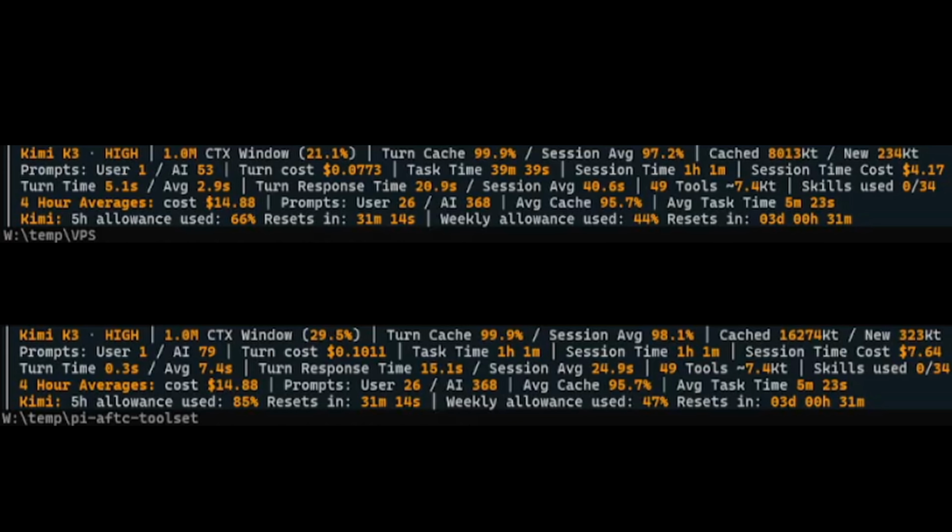However, it took 1 hour to finish, used 70% of my 5-hour usage quota, bringing it up to 85%, which is a level I don't feel comfortable using it for anything, because it will most likely hit my 5-hour usage limit and stop mid-task. It also used 13% of my weekly usage quota. The context windows were 21.1% for the instance of Kimi K3 working on the Docker project, and 29.5% for the instance working on the Pi extension project.